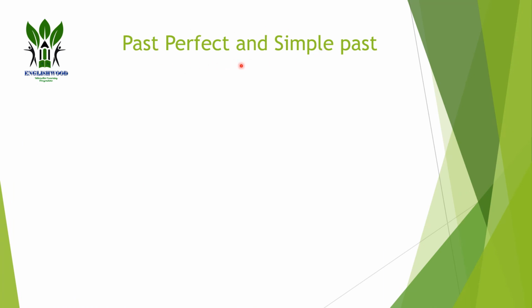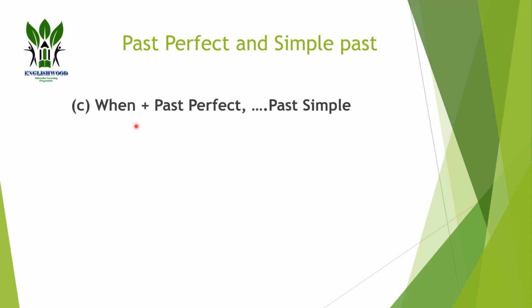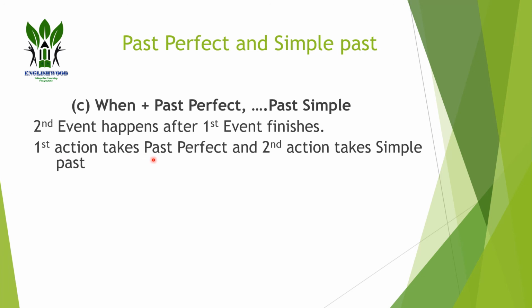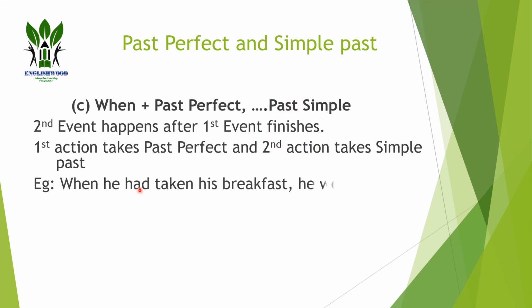Past perfect and simple past, very important. In what situation are past perfect and simple past used? For example, when plus past perfect plus past simple. The second event happens after the first event finishes. The first action, which happened earlier, takes the past perfect, and the last action takes the simple past tense. When he had taken his breakfast, he went to his college. First he took his breakfast, then he went to the college.